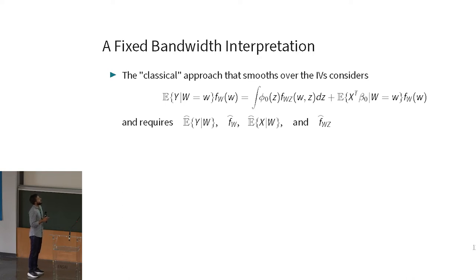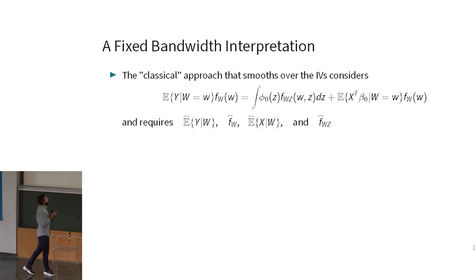This type of approach requires estimating the conditional expectation of y given w, the density of the instruments, the conditional expectation of x given w, and the joint density of w and z. So once we have estimated this, we can solve the empirical counterpart of this equation and obtain the estimates of beta and tau naught in the classical traditional approach. Now, of course, in the traditional approach one has to select a bandwidth for the instruments, and this bandwidth has to go to zero. Otherwise, here we will have a non-parametric bias that does not converge to zero, obviously.